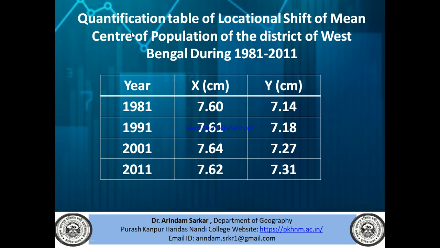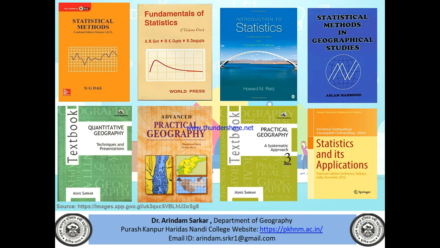1981 to 2011. That is the quantification table of the locational shift of the mean center of population of the districts of West Bengal during 1981 to 2011. That is the x, that is changing, first increasing, now decreasing, and the y is increasing. That is the quantification table, and by this table you can easily identify the shifting, that the population center or the mean center of population of West Bengal is shifting day by day.